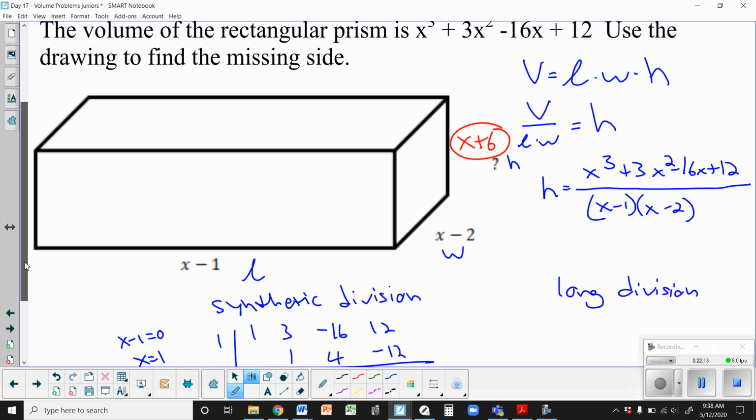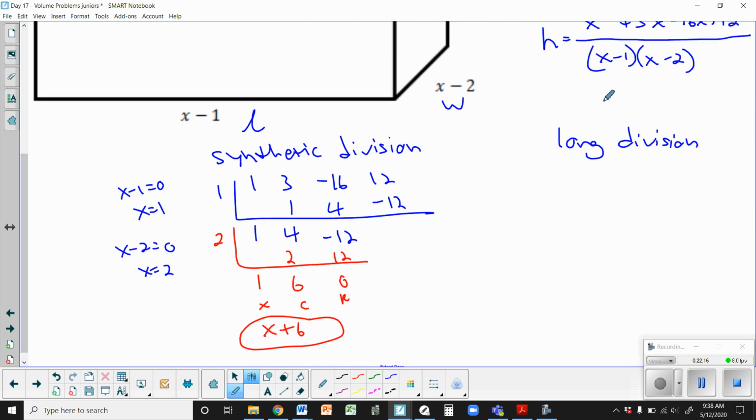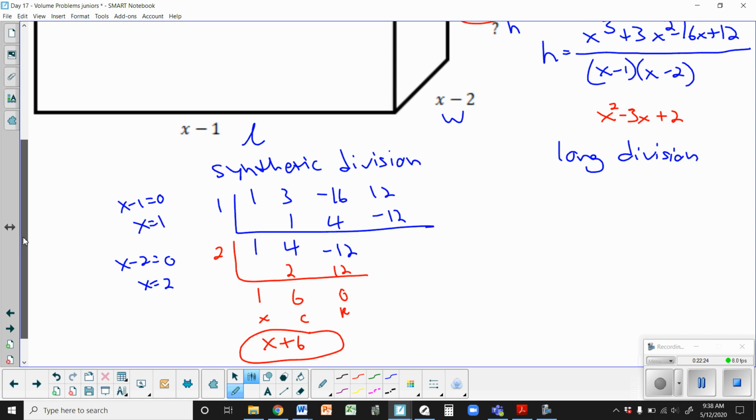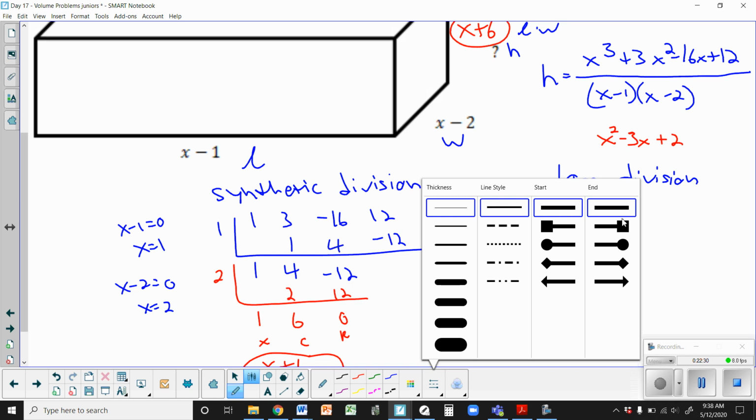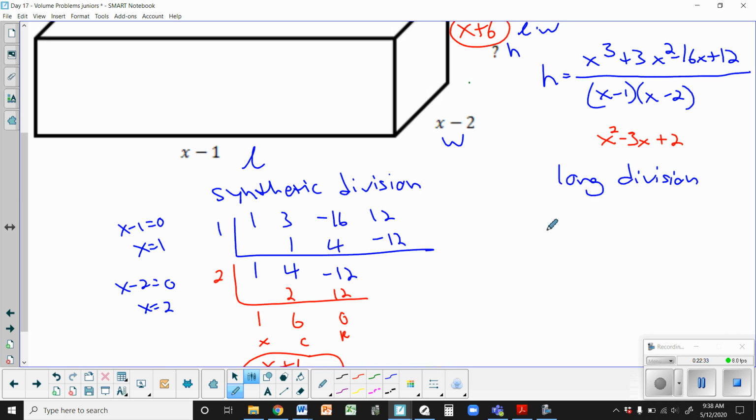So if you did long division, you found that this equaled x squared minus 3x plus 2, and then you did long division with that. We'll use a different color for the long division one. So you did x squared minus 3x plus 2. I got this by multiplying these two together. So x times x is x squared, x times negative 2 is negative 2x, negative 1 times x is negative x, negative 2x and negative x make negative 3x, negative 1 times 2 is positive 2. All right, and then we divide.